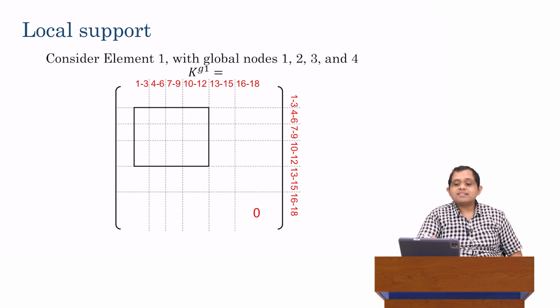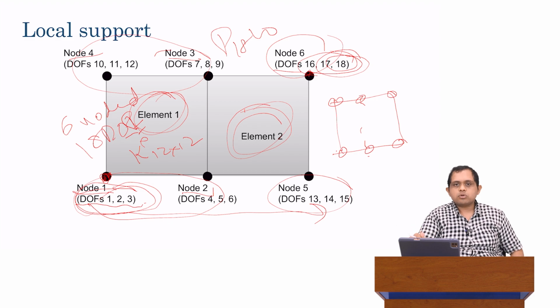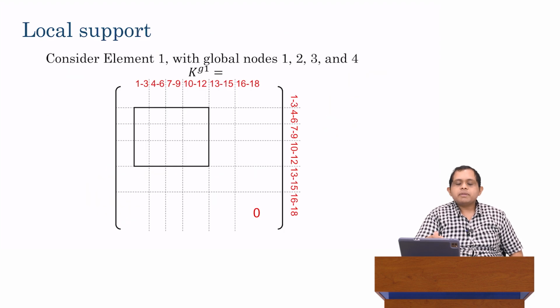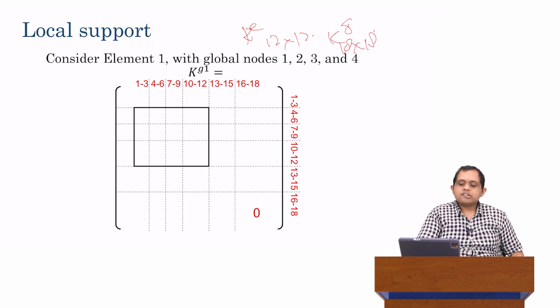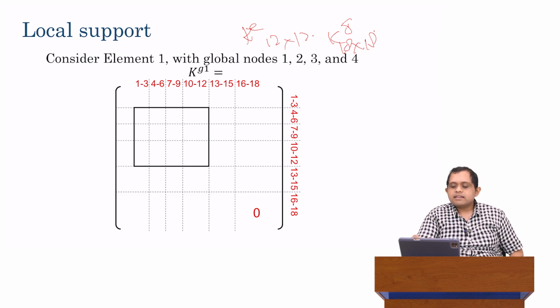My global system, this entire system of 6 nodes, consists of 18 degrees of freedom. So let me expand my local stiffness matrix KE into a global stiffness matrix. The KE is 12 by 12, but KG, the global stiffness matrix, is 18 by 18. So what I have here is written out schematically, an 18 by 18 matrix, which is a global stiffness matrix.